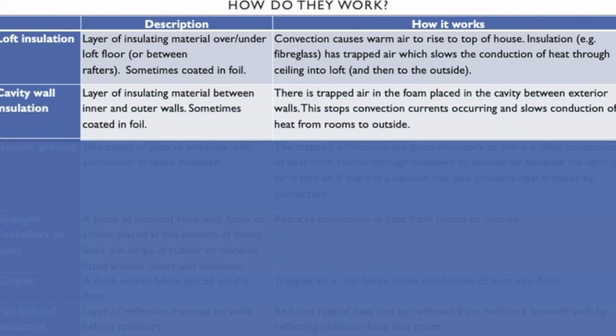Cavity wall insulation is a layer of material between inner and outer walls, sometimes coated in foil again. There is trapped air in the foam placed in the cavity between the exterior walls. This stops convection currents occurring and slows conduction of heat from rooms to the outside.